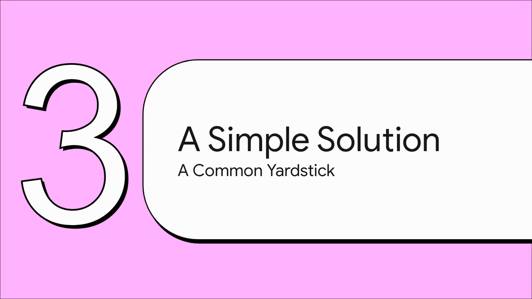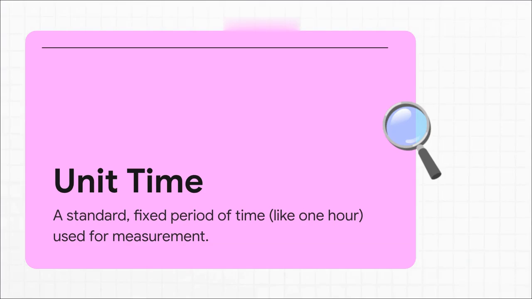So how do we solve this puzzle? Well, luckily, there's a really simple, kind of elegant solution. We just need to find a common yardstick, something we can use to measure both of them against. And that common yardstick is something called unit time. This is the key idea right here. We stop looking at the total journey, and instead we focus on a standard, fixed chunk of time. Could be 1 second, 1 minute, or, like you see most often, 1 hour.